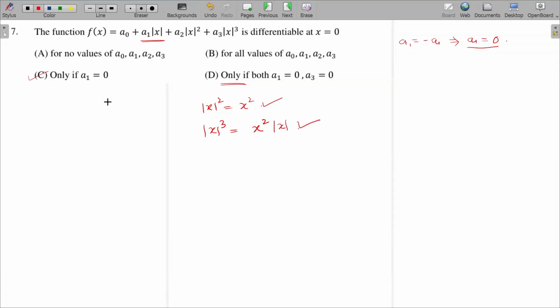Correct. If we put a1 mod x and a3 mod x cube, and take common the term mod x, we get mod x into a1 plus a3 x square. Here x square is differentiable, and x square into mod x is also differentiable. That is why only this term is creating the problem. Correct. Good. So I hope that point is clear.